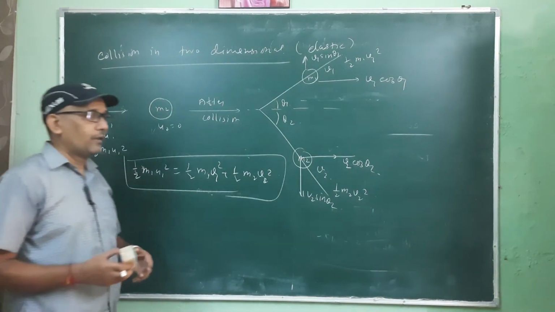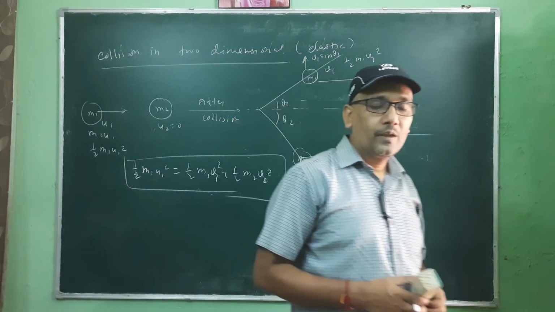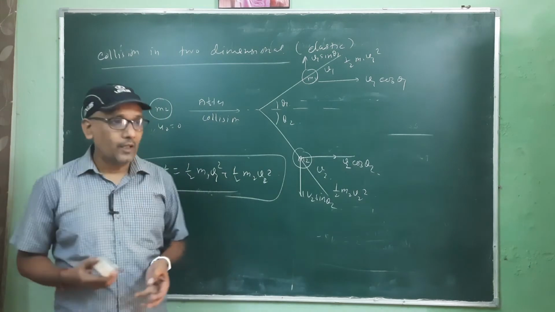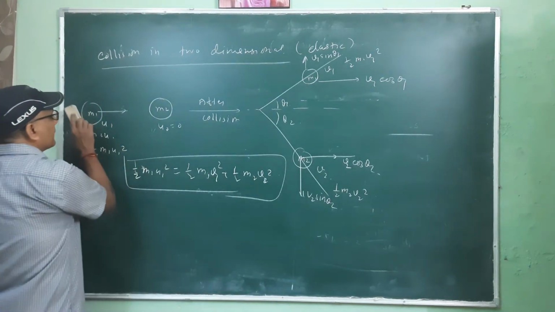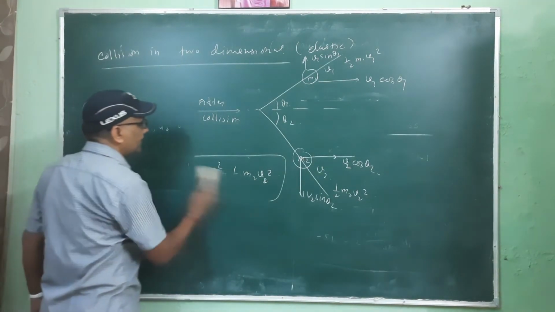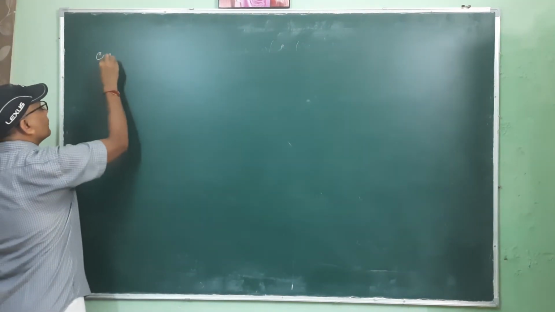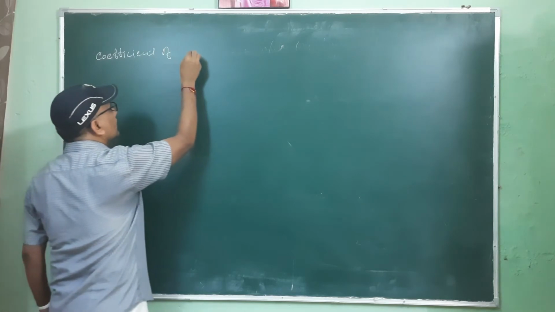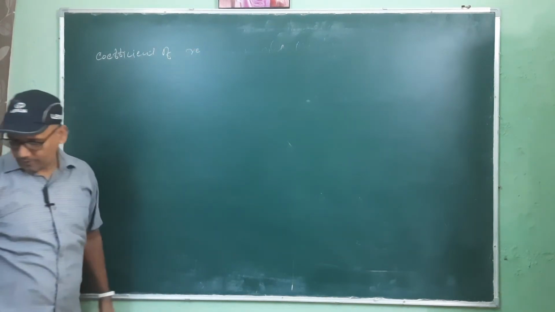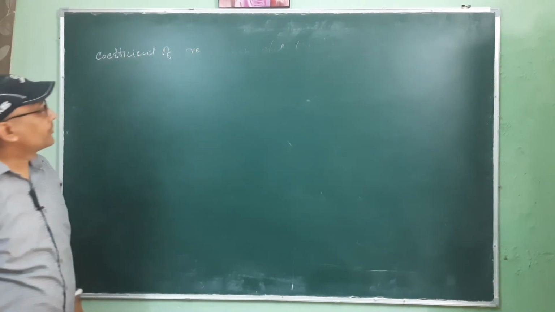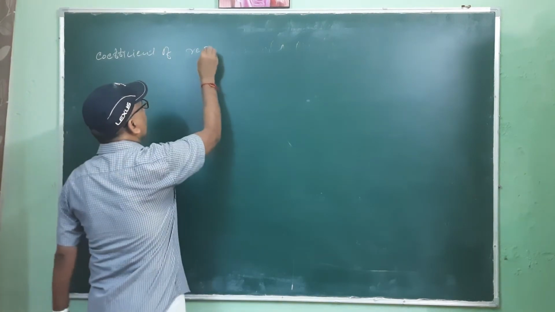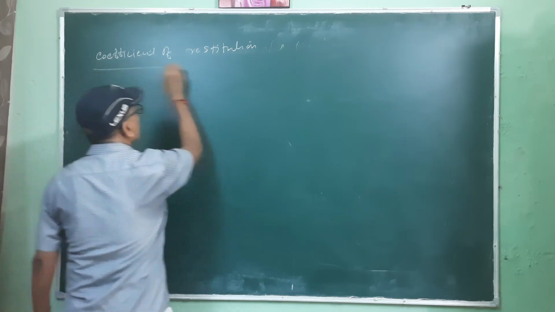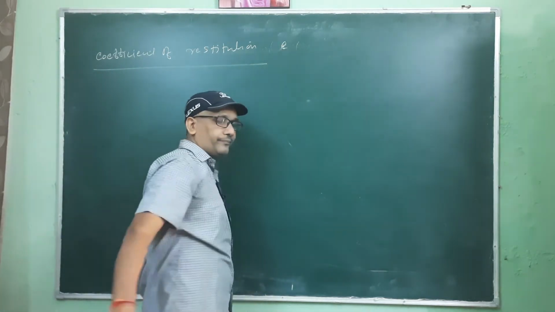this particular topic of collision to identify whether the collision is elastic or inelastic or in between, and that is represented by e. It is known as the coefficient of restitution. The coefficient of restitution is represented by e.